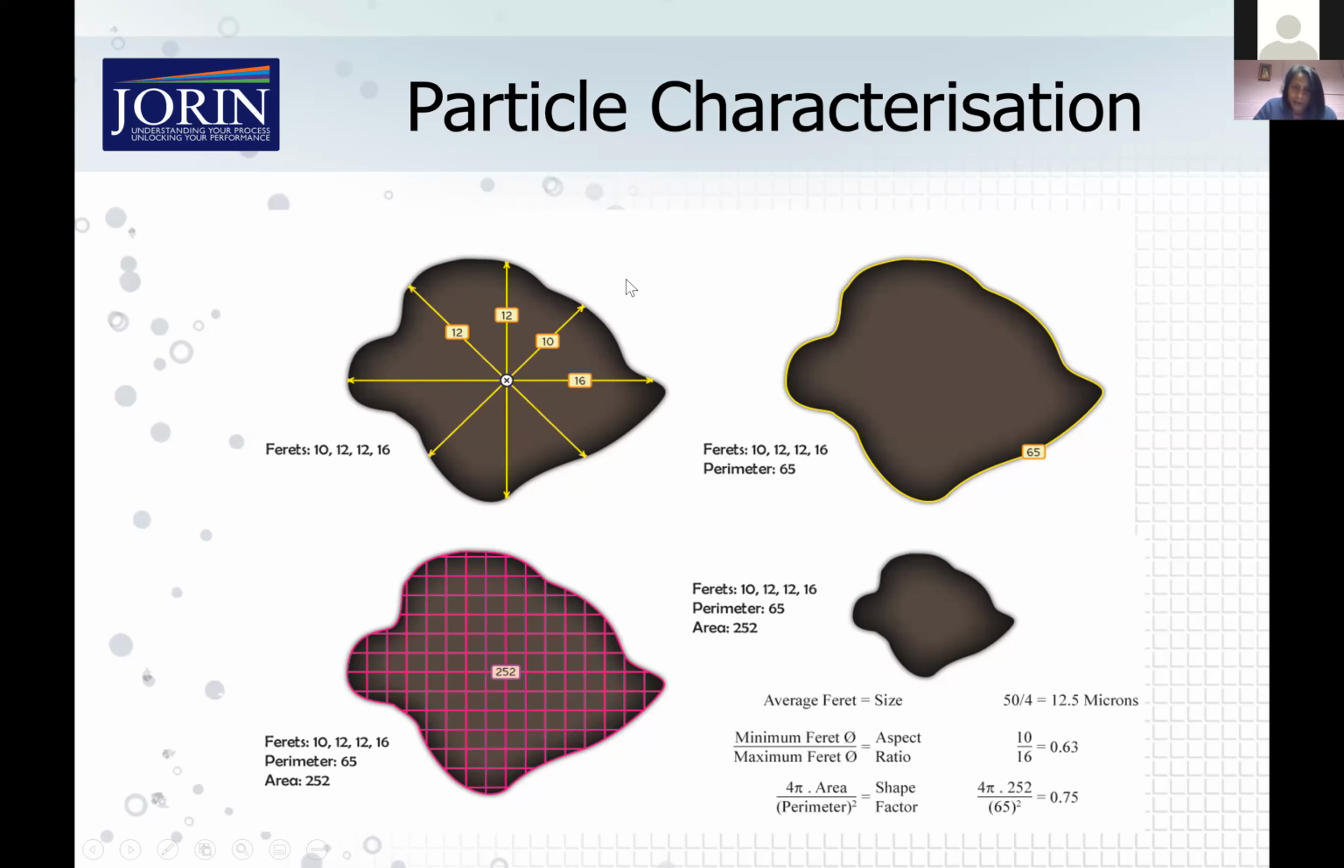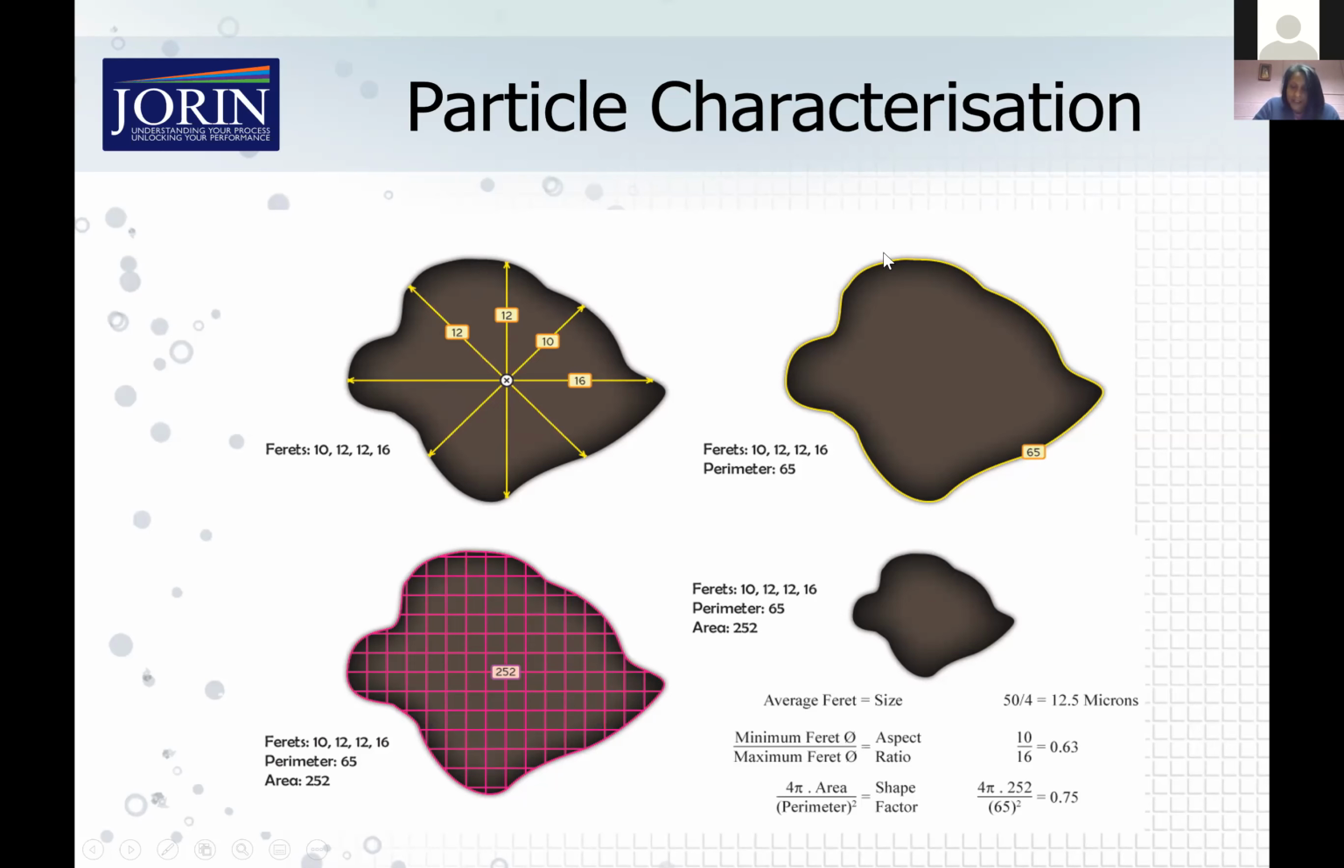So that really helps with particles that aren't round. If it's spherical, then obviously your diameters in all directions are going to be the same. But if you have a long or thin particle, or an irregular shaped particle like this, then we are looking at that entire shape of that particle. So the particle size is reported as the average of the 4 Ferets.